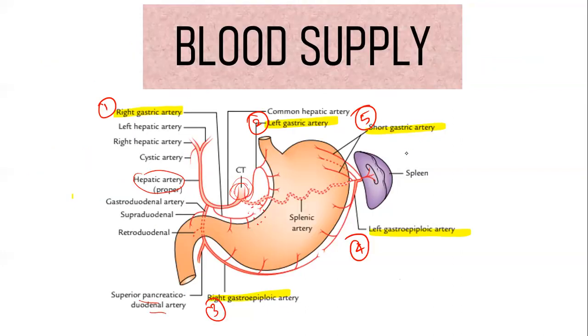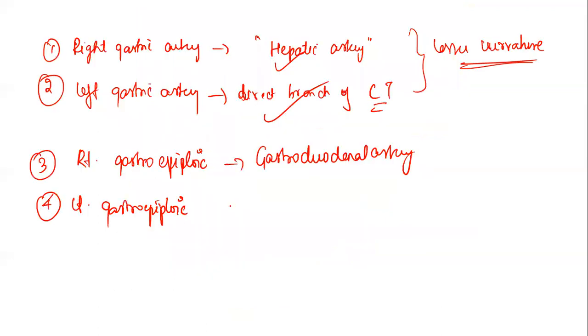Now, if you take the left gastroepiploic artery, this is the spleen, and from the celiac trunk we have got the splenic artery that comes. So the splenic artery is going to give rise to the left gastroepiploic artery. So left gastroepiploic is a branch of splenic artery. Splenic artery in turn is a branch of celiac trunk.